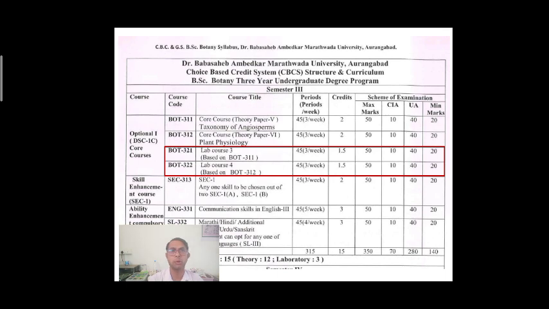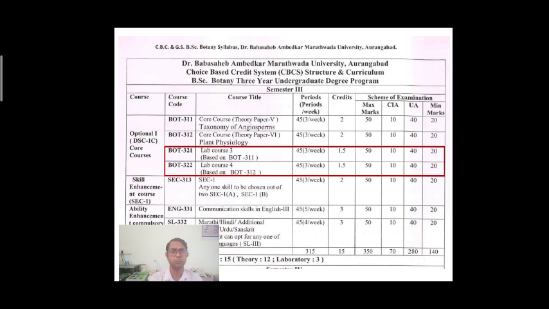Lab 3 is based on the first paper, that is taxonomy of angiosperm, whereas Lab course 4 is based on plant physiology. Both of these have 45 lectures, 3 lectures per week for each paper, and 1.5 credit for each paper. This practical also has the same marks, that is 50 marks for each lab course or practical, and there will be an internal assessment for this practical again, and 40 marks for the performance of your practical.